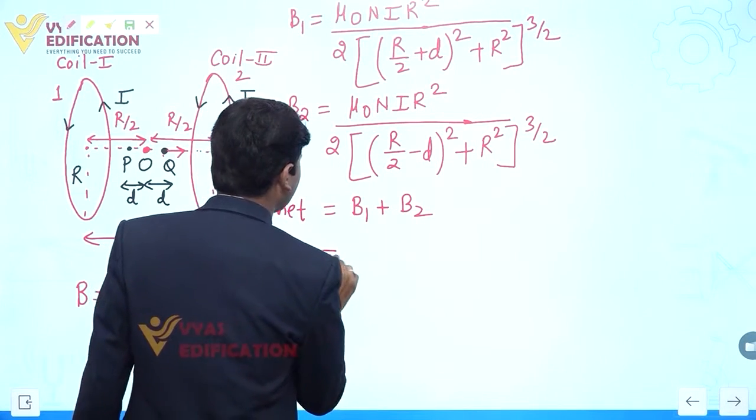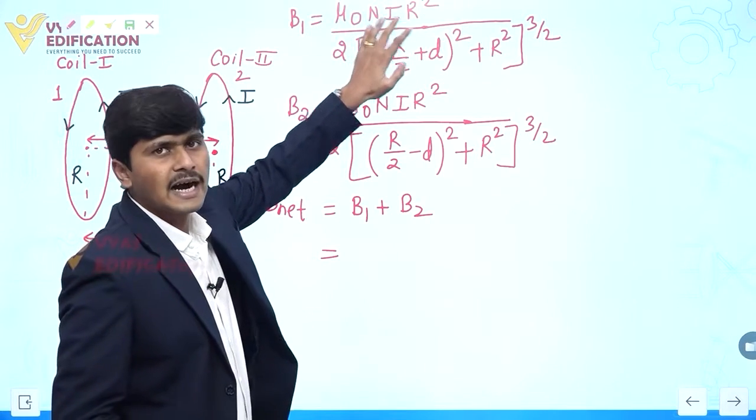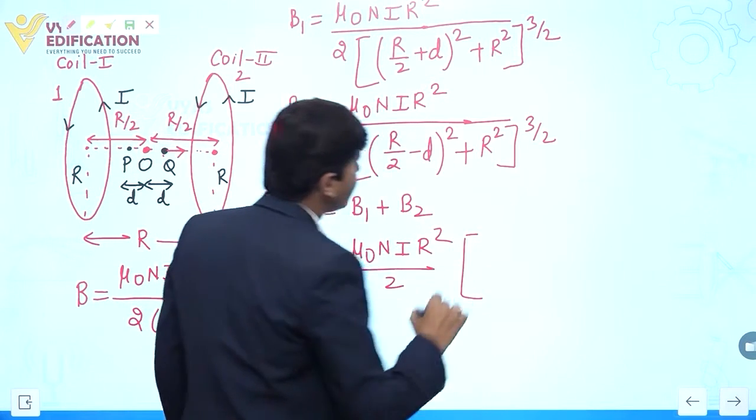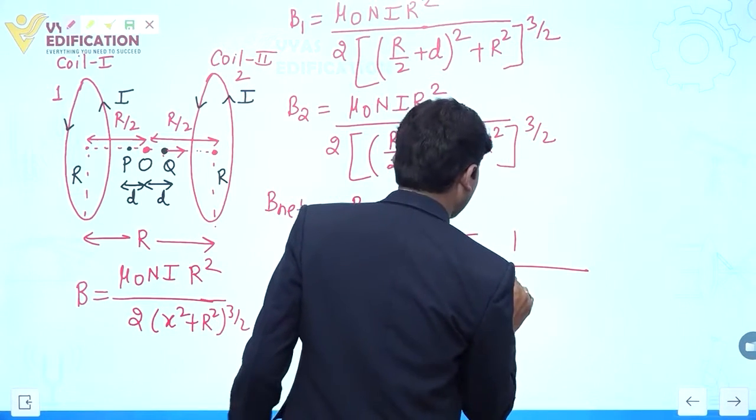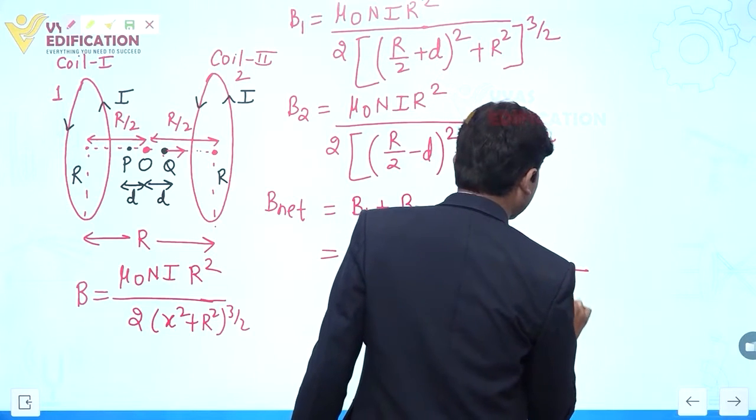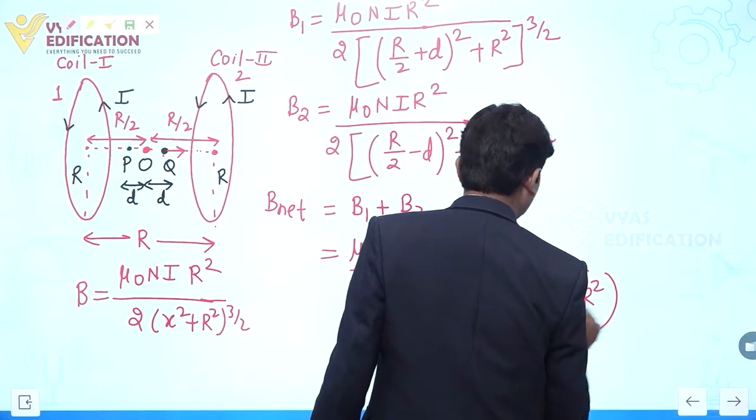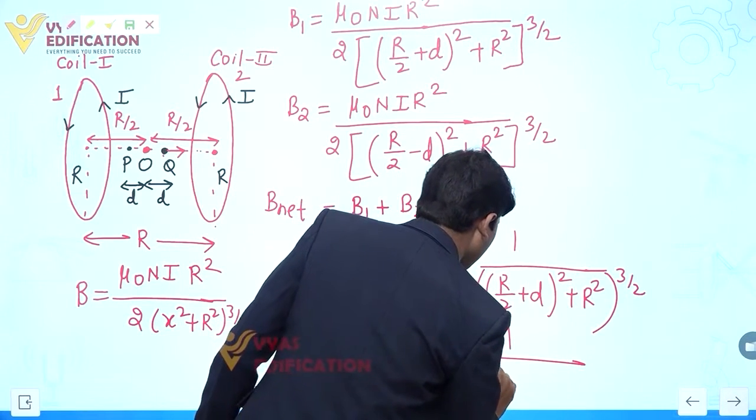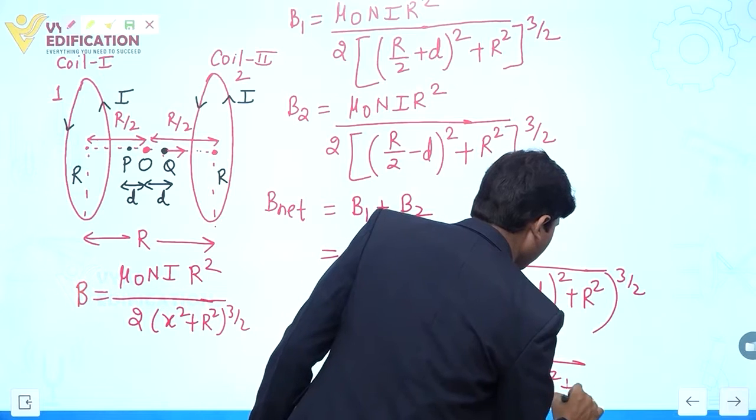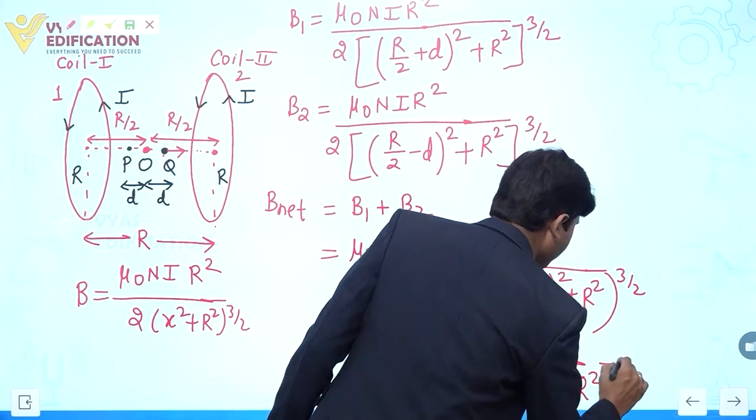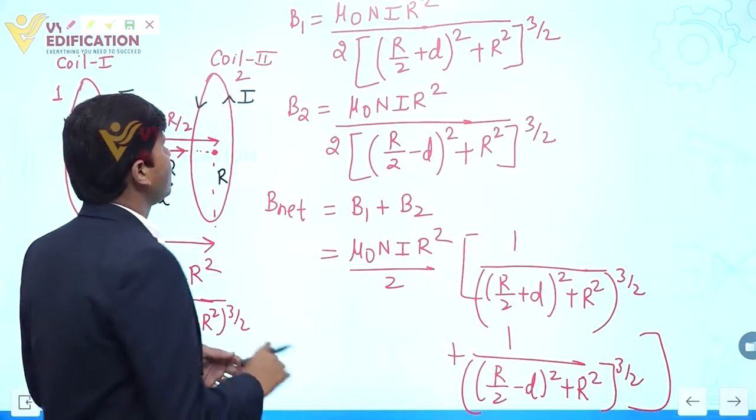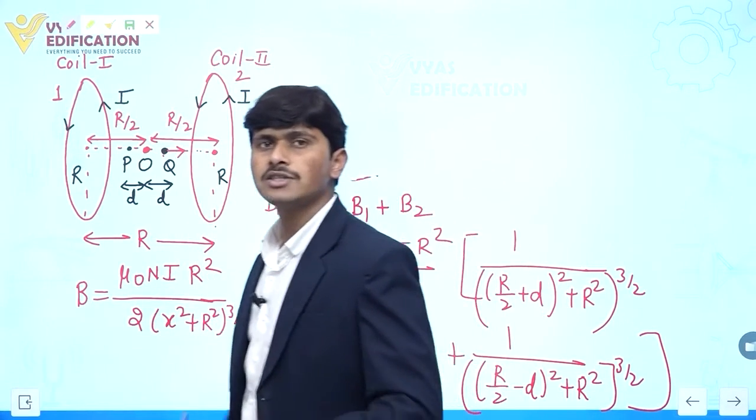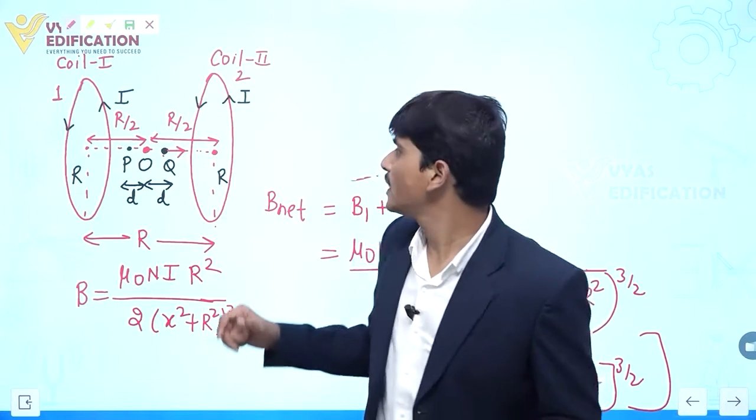So the value of B1 plus B2: mu naught Ni r square divided by 2 is common, so I can write it like this, 1 upon r by 2 plus d whole square plus r square to the power 3 by 2, plus 1 upon r by 2 minus d whole square plus r square to the power 3 by 2. Now we just have to simplify both the expressions and we can get the value of the magnetic field very close to this midpoint.